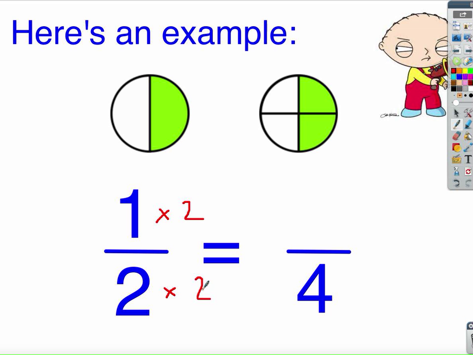Okay, so if I multiply by 2 on the denominator, I got to multiply by 2 on the numerator. So 1 times 2 is 2. So if you look at the pictures above, 1/2 is the same as 2/4, or they're equivalent. All right, let's try another one.